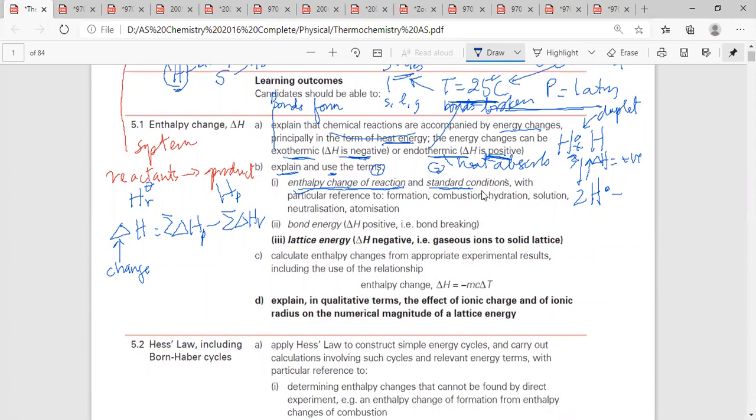I just told you here, right? What does it mean? Temperature equals how much? 25 degrees centigrade. Pressure is how much? 1 atmosphere. That means normal pressure.